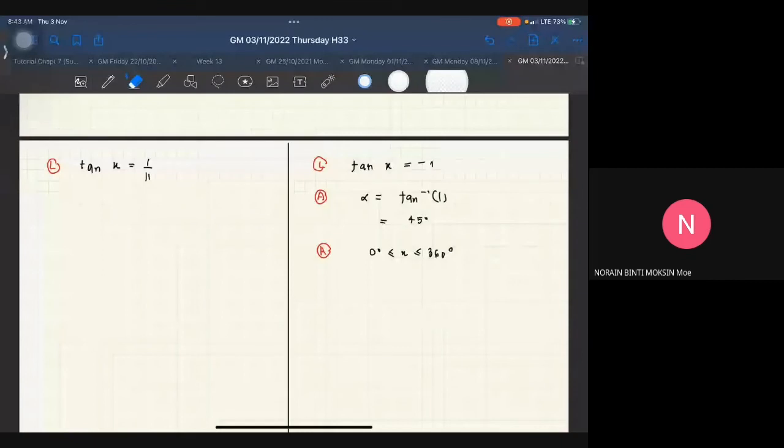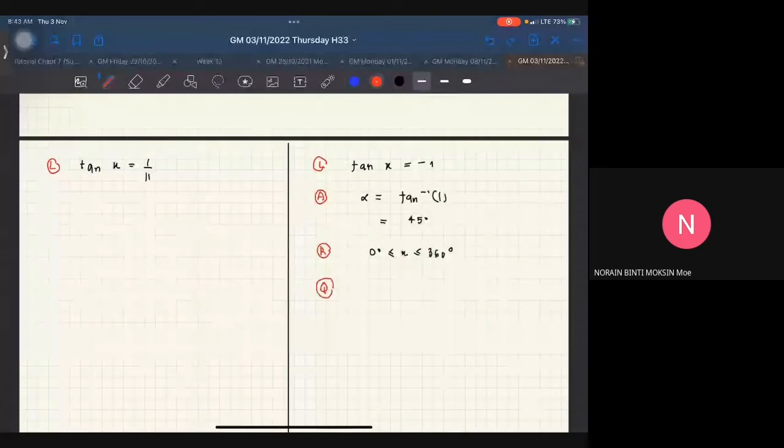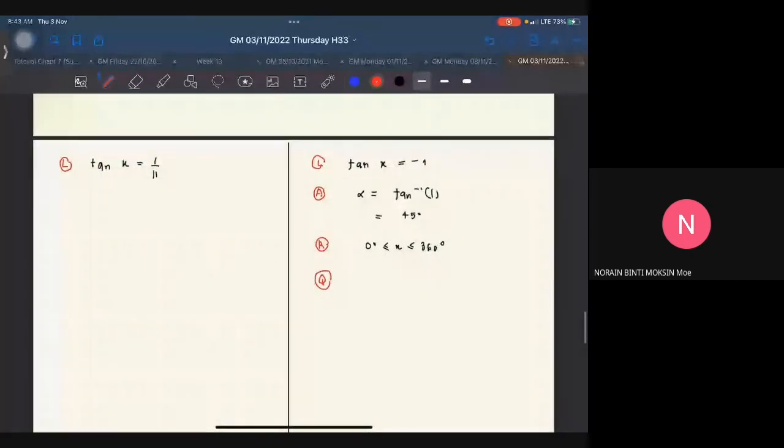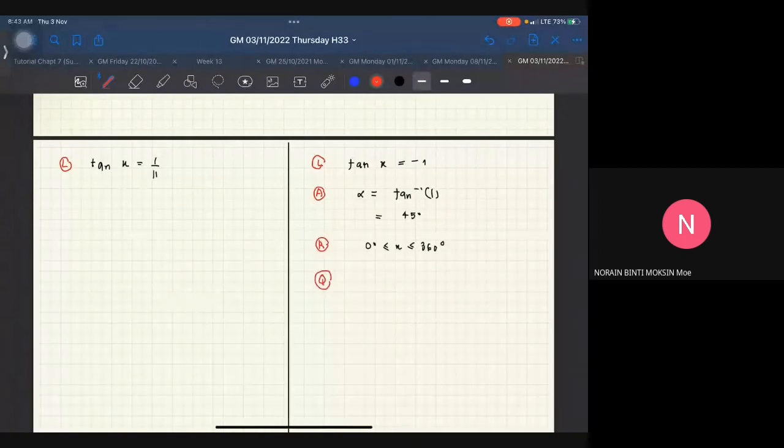Okay, so settle. Next step. Q. Q is quadrant. Okay, so next step is quadrant. Right, so kalau ikutkan daripada 0 sampai 360, that is a complete one rotation. So awak hanya perlu lukis satu Cartesian plane sahaja. So saya lukis satu je.